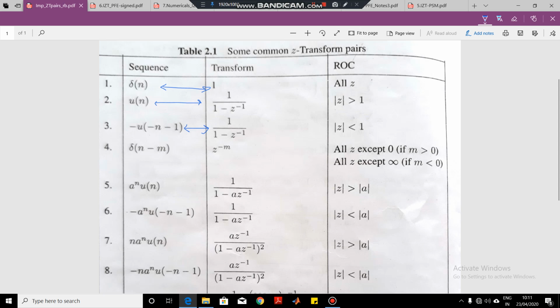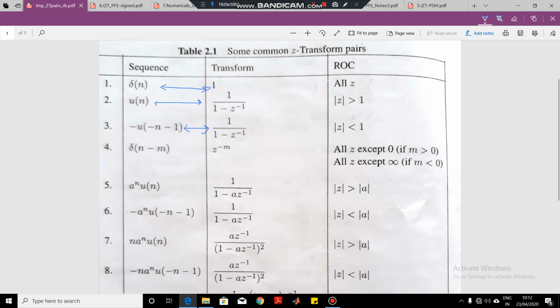Two different signals here, u of n and minus u of minus n minus 1, these are two different signals. Their z transform is same, which is 1 upon 1 minus z raised to minus 1, but their ROCs are different. So it is the ROC which gives uniqueness to a signal. Whenever you are specifying the z transform, you should also specify the ROC. So when I write the z transform as 1 upon 1 minus z raised to minus 1, then there will be confusion whether this z transform corresponds to this signal or this signal, because the z transform of this signal is also same.